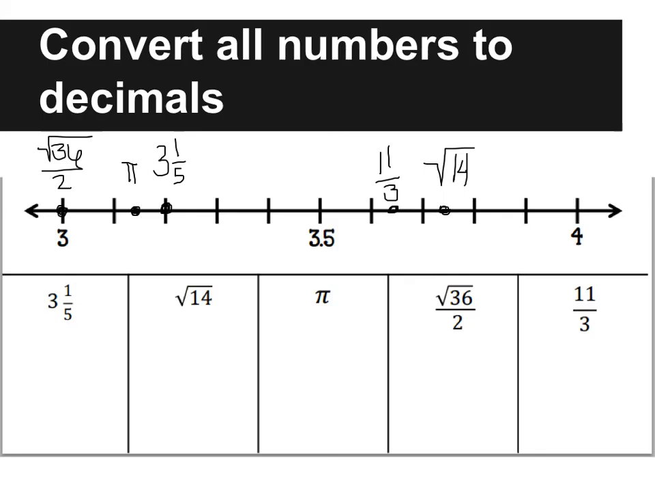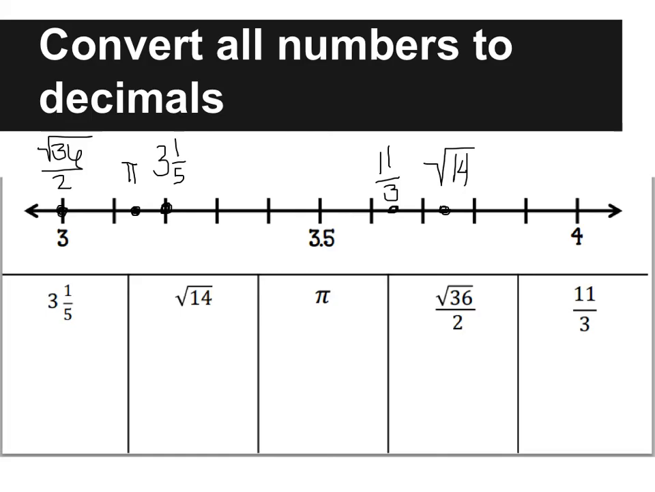Now that we have our numbers on our number line, we look from left to right if we are asked to put these in ascending order, from least to greatest. When you put these in ascending order, you need to make sure that you write them as they originally were. Our first number is square root of 36 divided by 2. Our next number is pi. Then after pi, we would have 3 1/5. After that, we have 11 thirds, and then we have square root of 14.